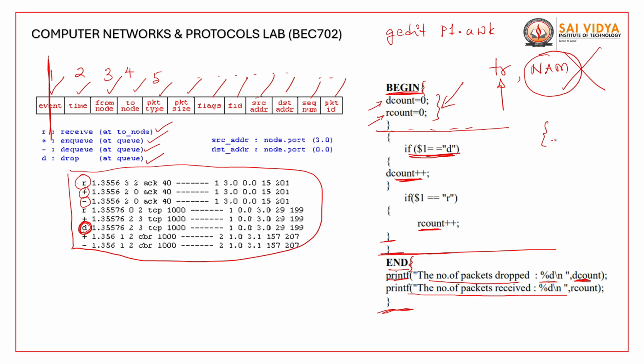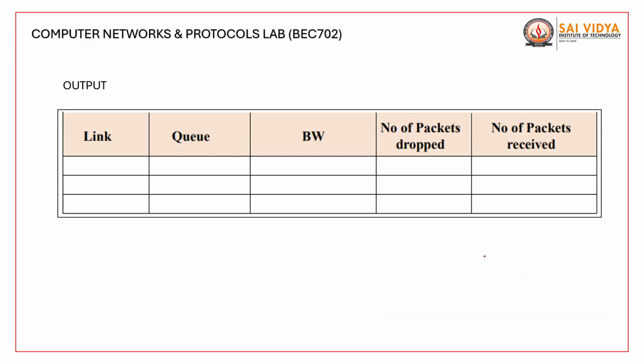Now, how to analyze this one? So you have to type in front of the command prompt awk -f. What is the AWK file you have written? p1.awk. You are going to connect the p1 trace file to the AWK file. So on execution of this AWK file, you are able to see the output here.